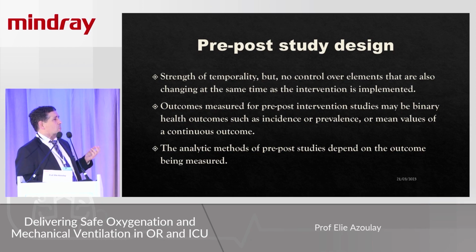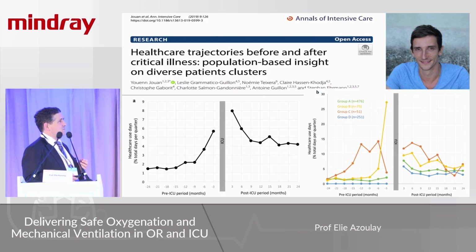Outcomes measured for pre-post usually are binary, like incidence or prevalence here of an oxygenation parameter. Sometimes it can be a continuous variable with a mean value. But it's not so easy in a pre-post study. And of course, the analytic method is specific.